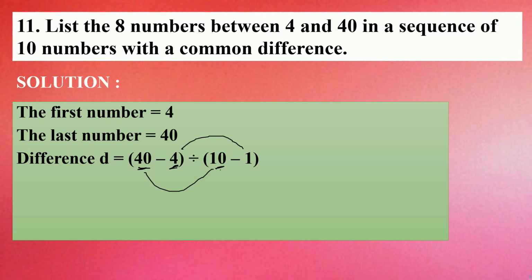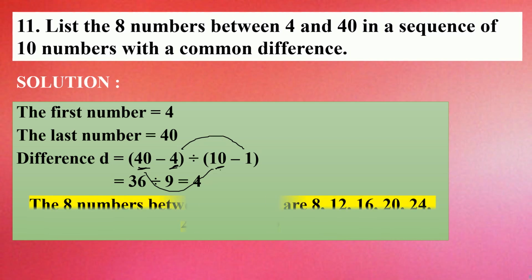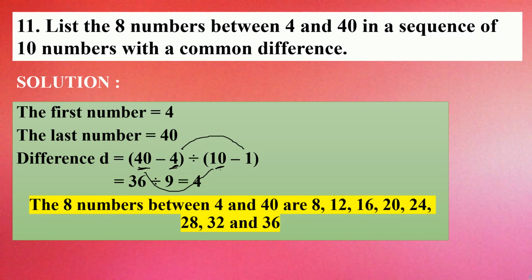So therefore the difference D is 40 minus 4 divided by 10 minus 1. When we solve this particular equation, we get 40 minus 4, 36, divided by 10 minus 1, 9. So we get 4. Difference is 4. So the 8 numbers between 4 and 40 are 8, 8 plus 4 that is 12, 12 plus 4, 16, 16 plus 4, 20, and so on till 36. Those are the 8 numbers between 4 and 40 with the common difference 4.